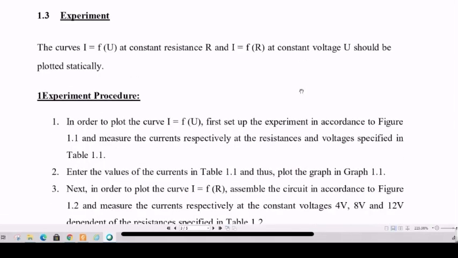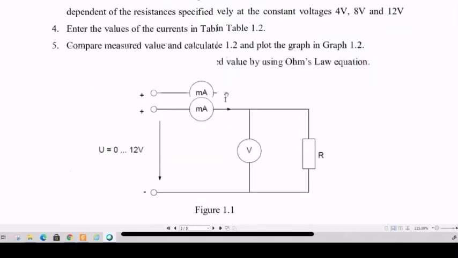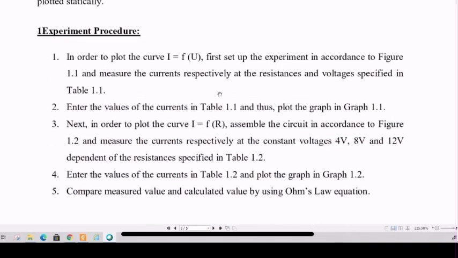So now we continue to the experiment procedure. 1.3, the curve I equal to a function of U at constant resistance R, and I equal to a function of R at constant voltage U, should be plotted statically. Experiment procedure. In order to plot the curve I equal to a function of U, first set up the experiment in accordance with figure 1.1 and measure the current respectively at the resistance and voltage specified in table 1.1. So this is table 1.1.